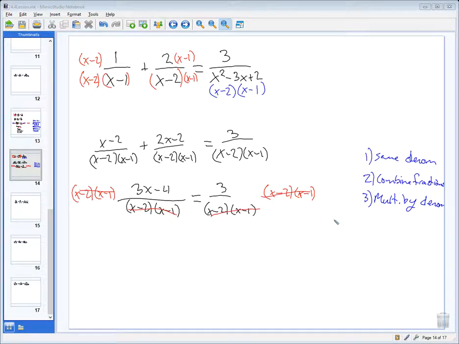And I can do that as long as x does not equal, so this parenthesis, I can't use a 2 because that would make 0 times 1, and you can't divide by 0. And for this other parenthesis, I can't use a 1 because that would make negative 1 times 0, and that would be dividing by 0 again. So that was step 4, the excluded values.